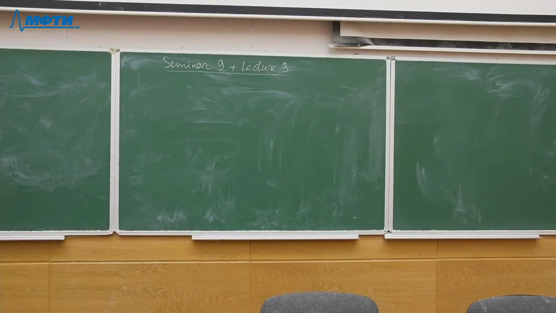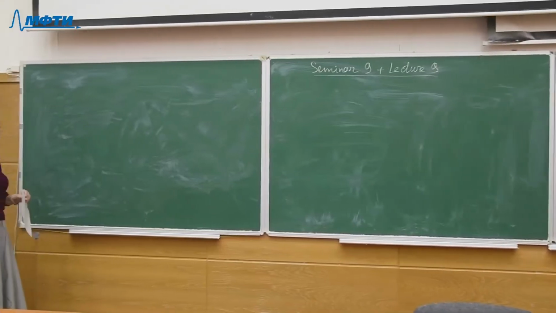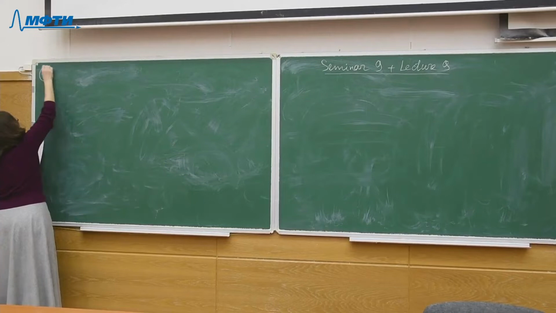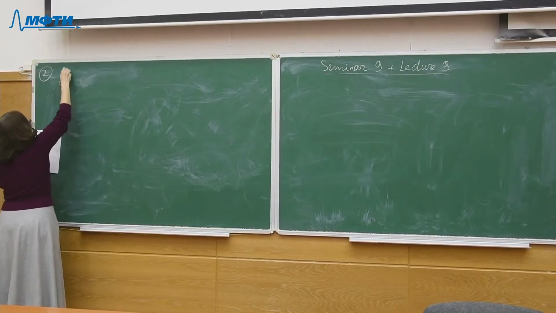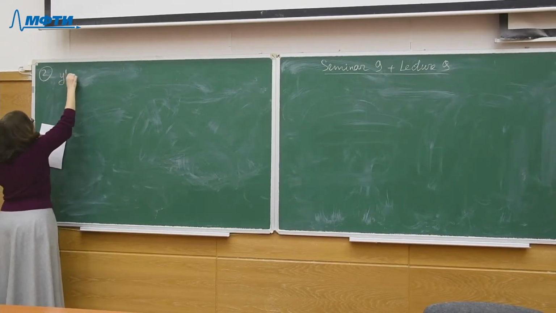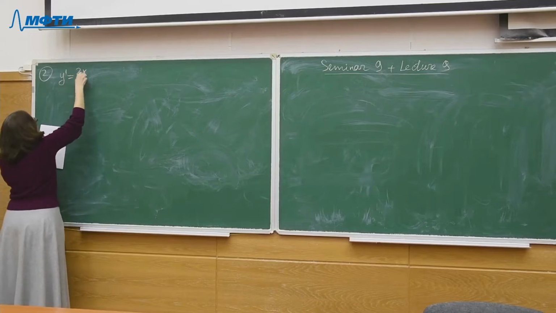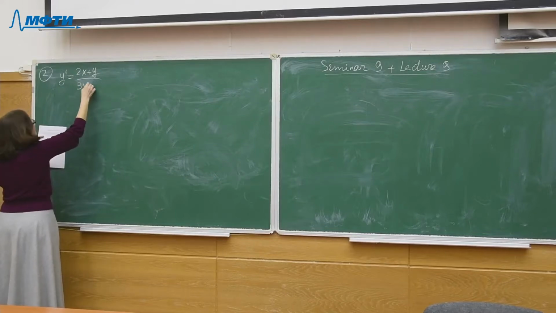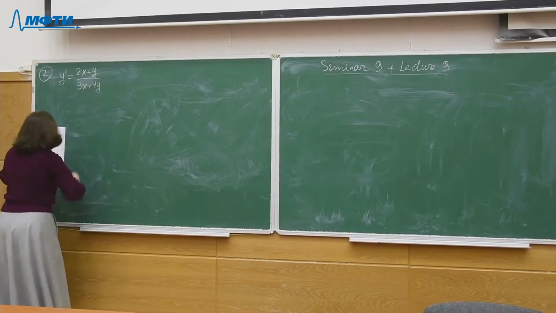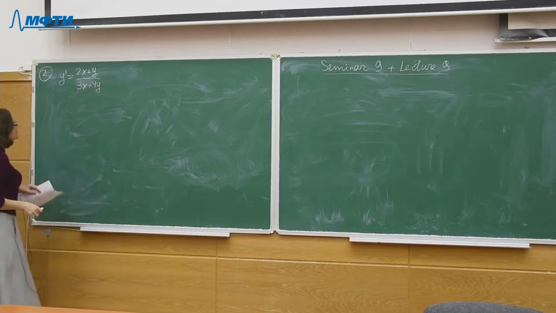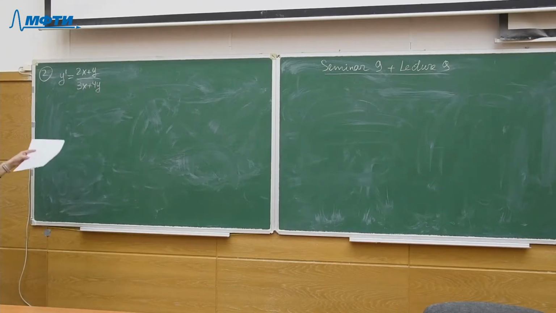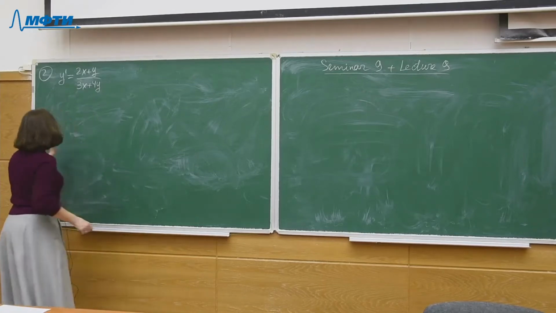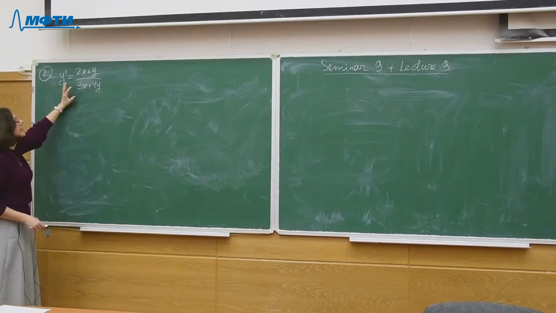So I need to illustrate the case when we have a saddle, right? So it is task number 2. Now our equation will be given in the form dy over dx equals 2x plus y over 3x plus 4y. So consider this differential equation, and we want to construct the integral curve.